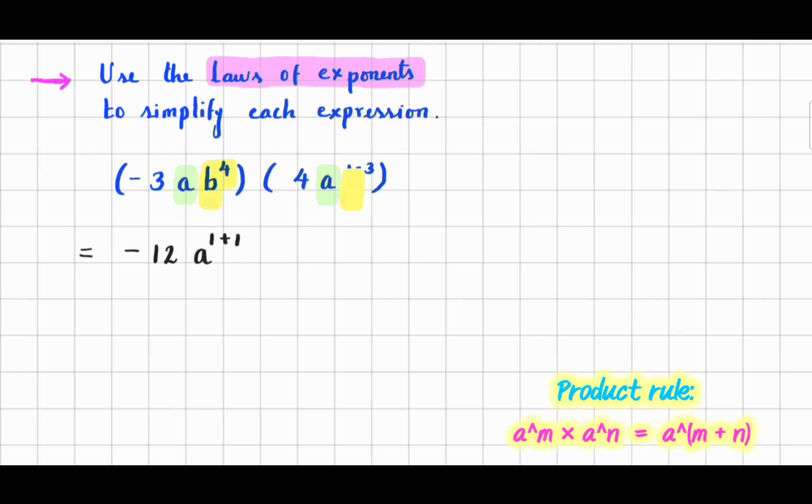Now let's look at the b's. Write the base b and combine the powers 4 minus 3. So we have negative 12 a squared b, since b is really b to the power 1. And that's it.